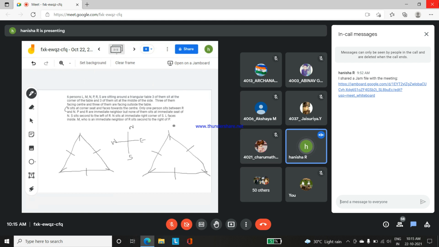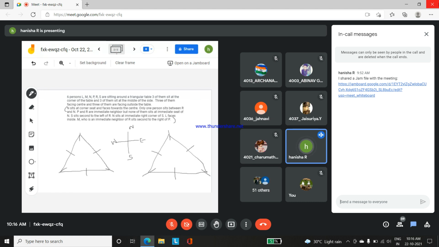First, we'll read the clues. N sits at the corner seat and faces towards the center. Only one person sits between R and N. P and R are immediate neighbors, but none of them sits at the immediate seat of N. S sits second to the left of R. N sits at the immediate right corner of S. L faces inside. M, who is an immediate neighbor of R, sits second to the right of P. So these are the clues they have given for solving this question.